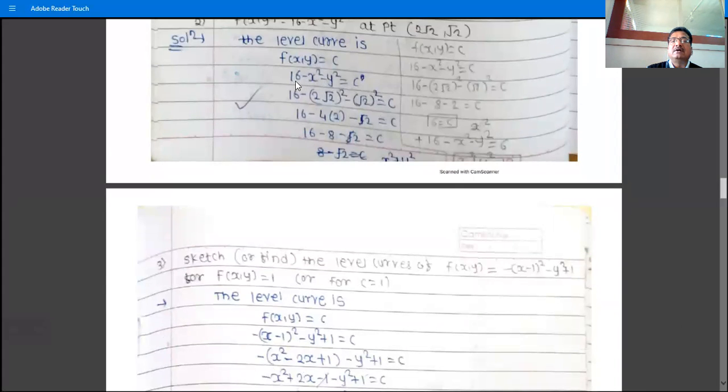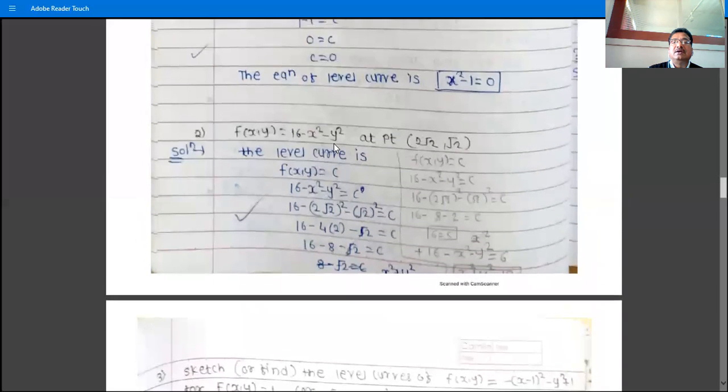and therefore the equation of the curve is what? Level curve is what? 16 minus x square minus y square is equal to 6, and that is x square plus y square is equal to 10 is the final answer. x square plus y square is equal to 10 is the equation of the level curve.